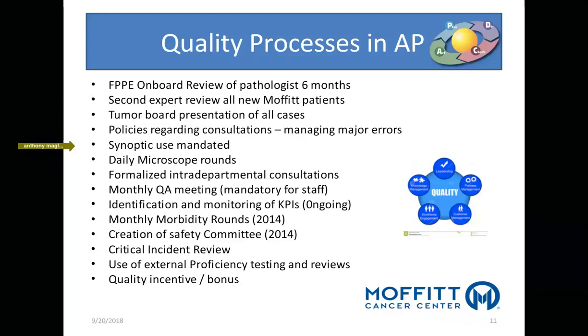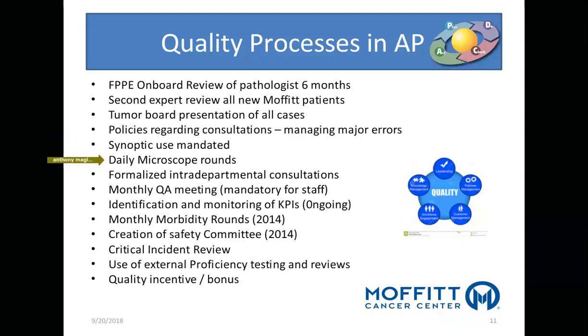At Moffitt, we also have mandated the use of synoptic reporting to standardize discrete element reporting, and we use CAP synoptics. In fact, that is one of our quality indices, whether these synoptics are being used and used correctly. Another thing we find valuable is that we have daily microscopy rounds.